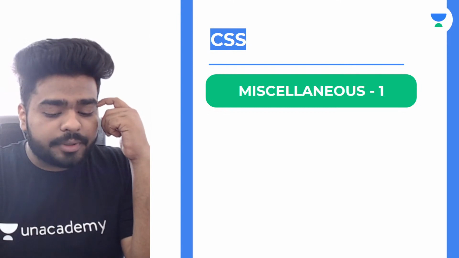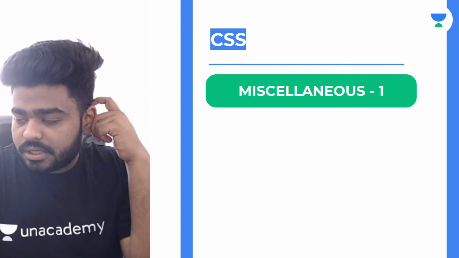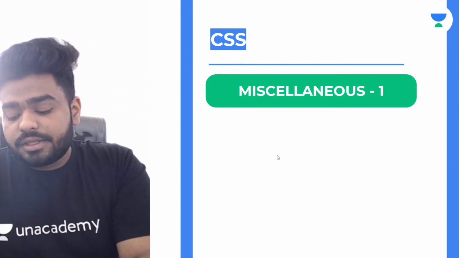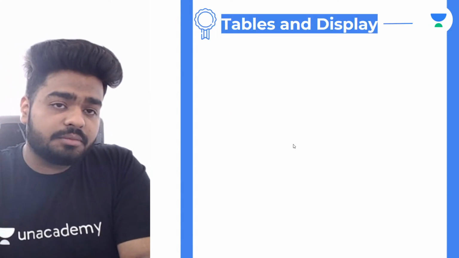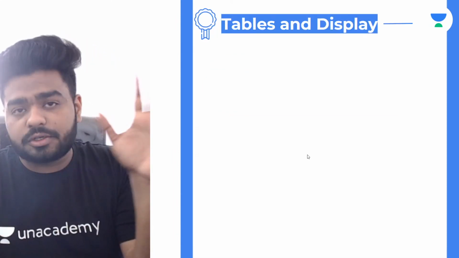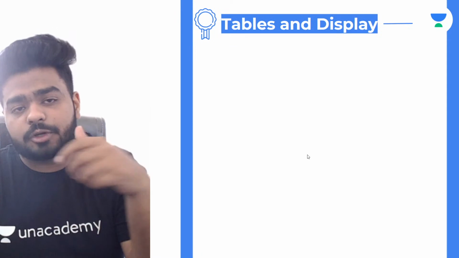Now let's start the topic of CSS and let's understand what all things we are going to understand here. So this is the miscellaneous session. That means we are going to understand a lot of small topics, 4 to 5 topics.